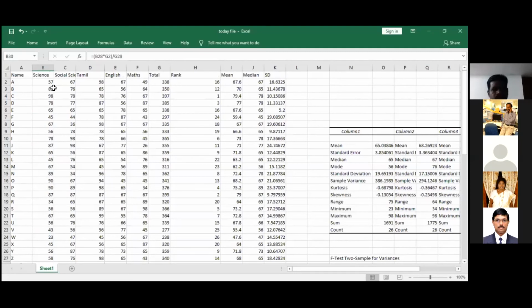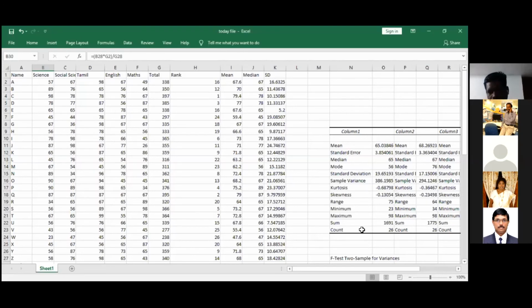Today we discussed the maximum method. Maximum, it means the measures of dispersion, I mean median, mode, standard deviation, mean deviation, standard error. The mean, standard error, median, mode, standard deviation, sample variance, kurtosis, skewness, range, minimum, maximum, sum, then count.